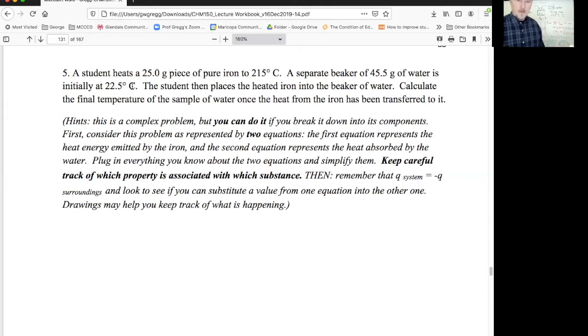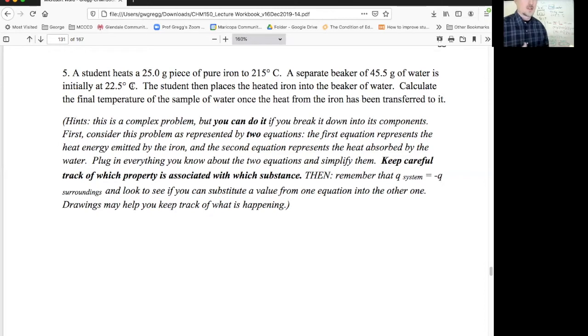Okay? So there are two real challenges to this problem. The first challenge is to set up the problem so that you know that you're going to run two separate calorimetry equations. There's going to be a calorimetry equation based on the iron and a calorimetry equation based on the water. And that's going to let you calculate the Q of the iron as it's losing heat, and it will let you calculate the Q of the water as it's gaining heat. So that's the first big challenge of this problem.